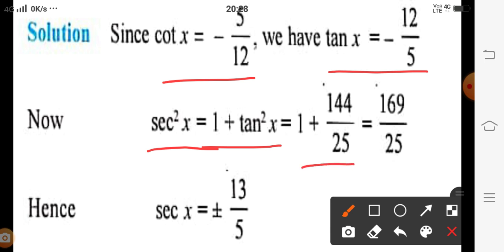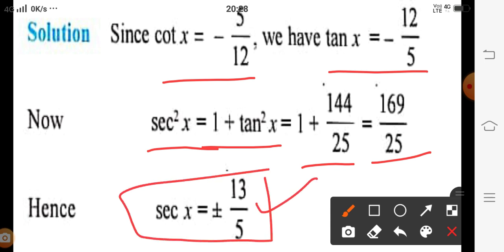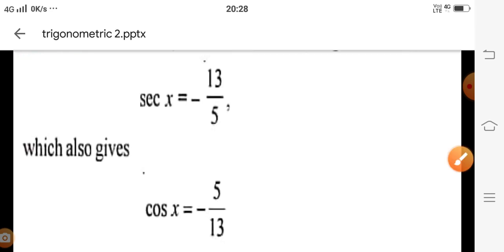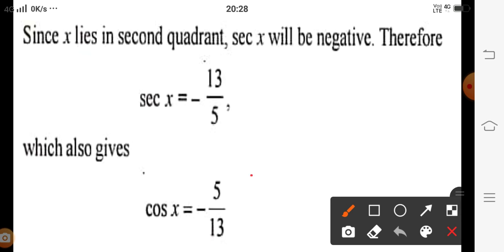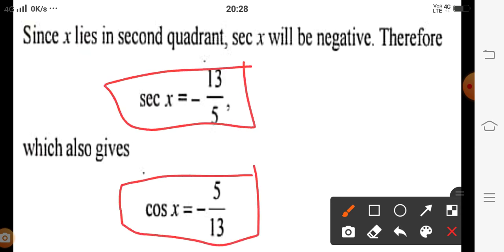On putting the value and solving, we get 169 upon 25. Taking the square root on the other side, we get sec x equal to 13 upon 5. If we have the value of sec x, we can get the value of cos x as its reciprocal. Then cos x we get as minus 5 by 13, and sec x is minus 13 upon 5. These values are also negative.